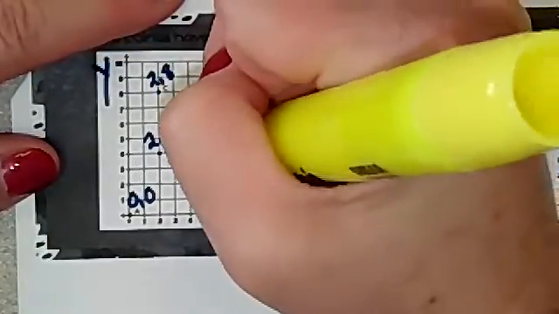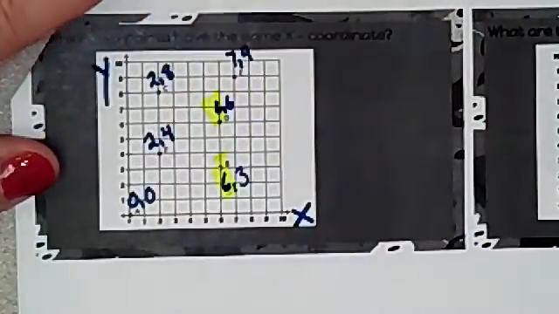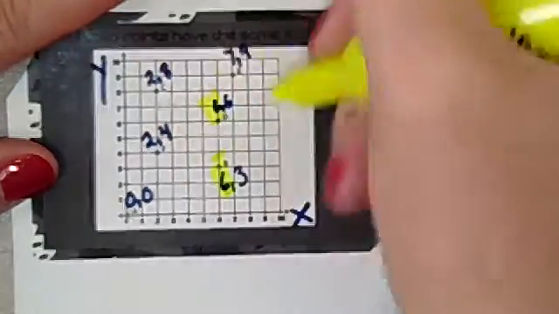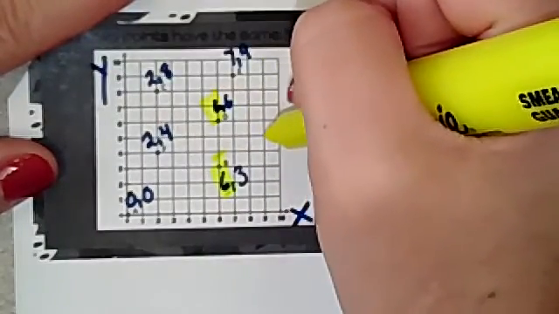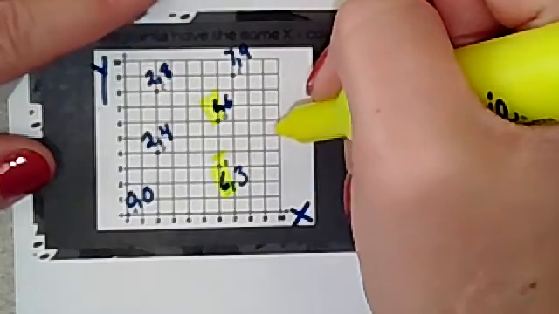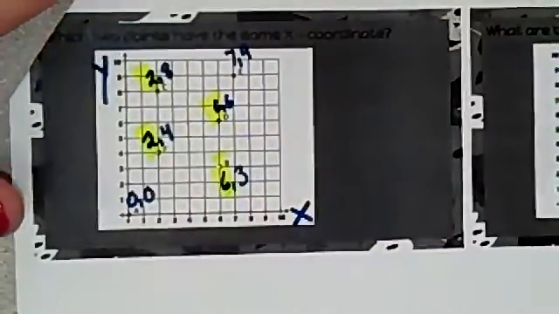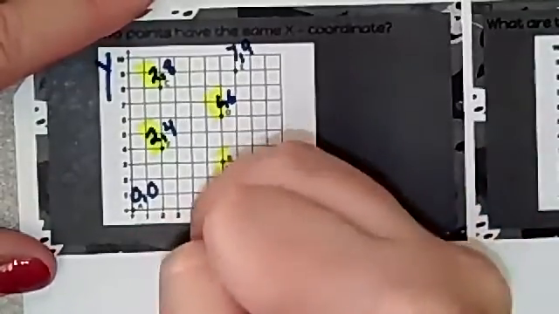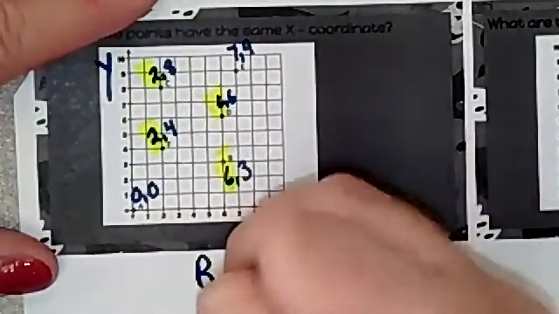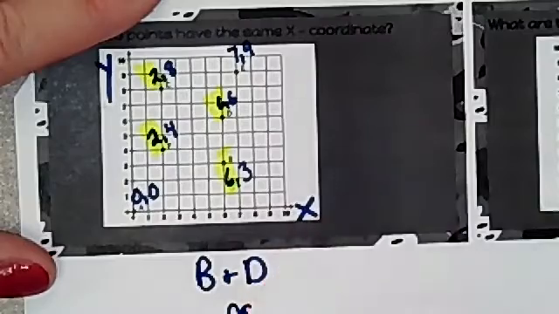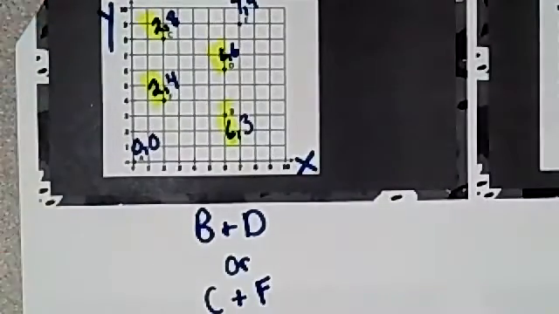B and D. What other ones have the same first number? Emily? B and F do not. C and F. Yes, C and F do have. So you could say B and D or C and F. On your test on Monday, there will only be one that has the same X coordinate.